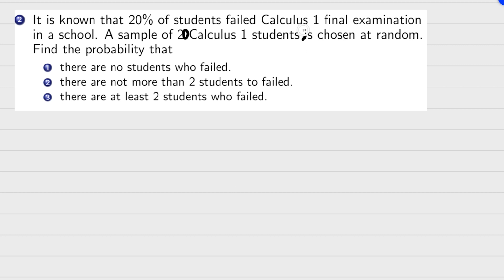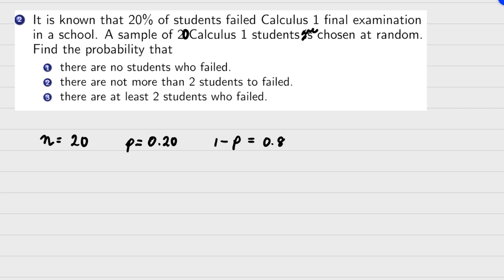Okay. So for number 1, let's list the given values. We have n is equal to 20. Our probability of success, even though it's failure, because our success here is the students who failed. So, our p will be 0.2. And your failure, meaning those who passed, parang baliktad, no? It's 1 minus p, which is 0.8.